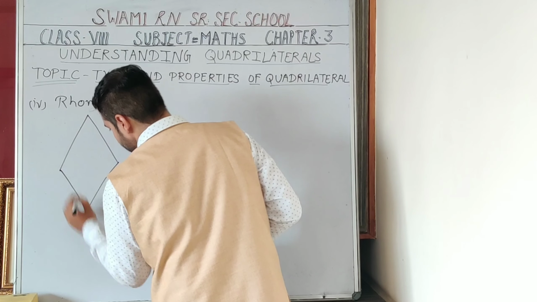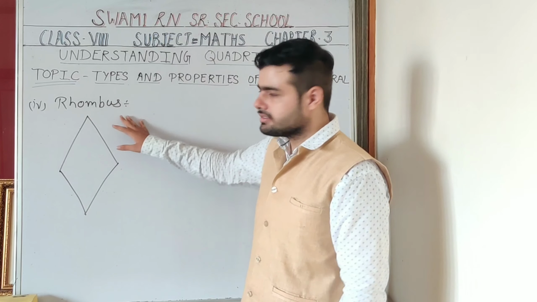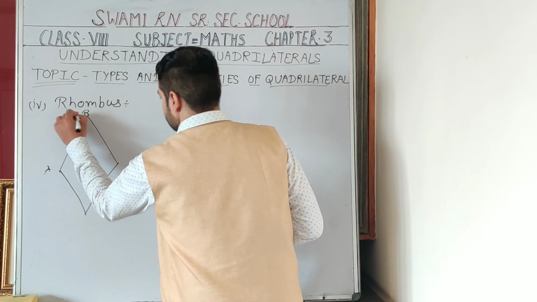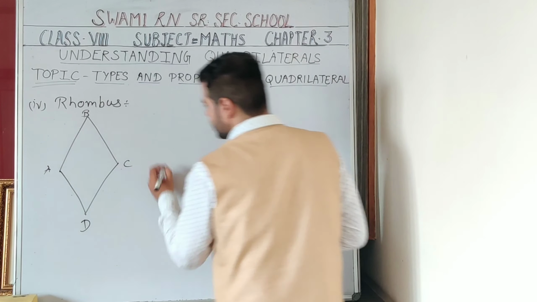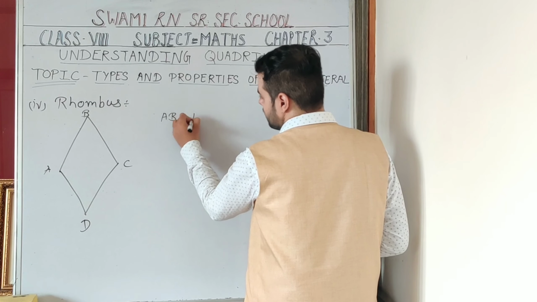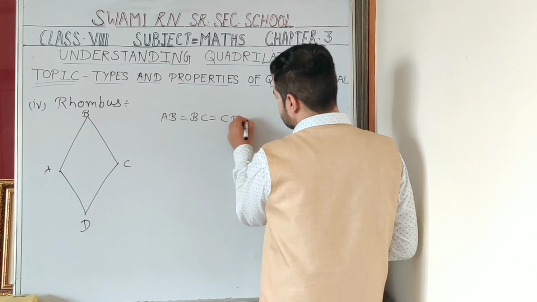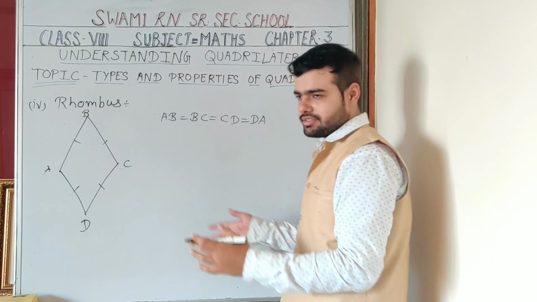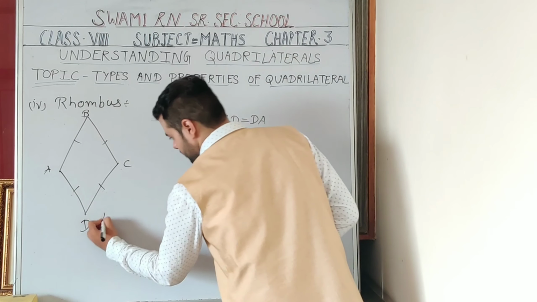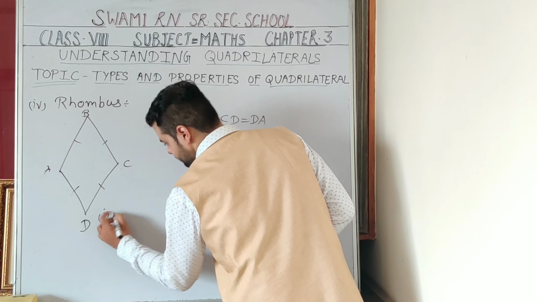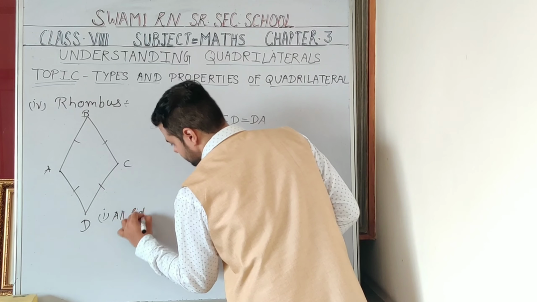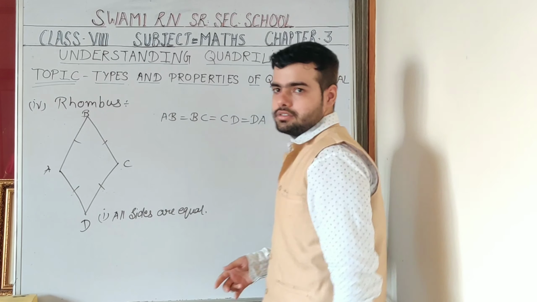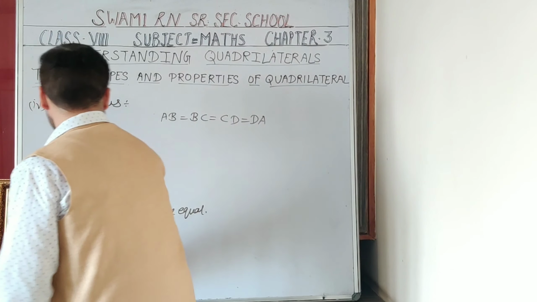That is a rhombus. Like a square, the first property of a rhombus is that in ABCD, AB equals BC equals CD equals DA. These all sides are equal to each other. That is the first property of a rhombus: all sides are equal. Now, the second property is about the diagonals.